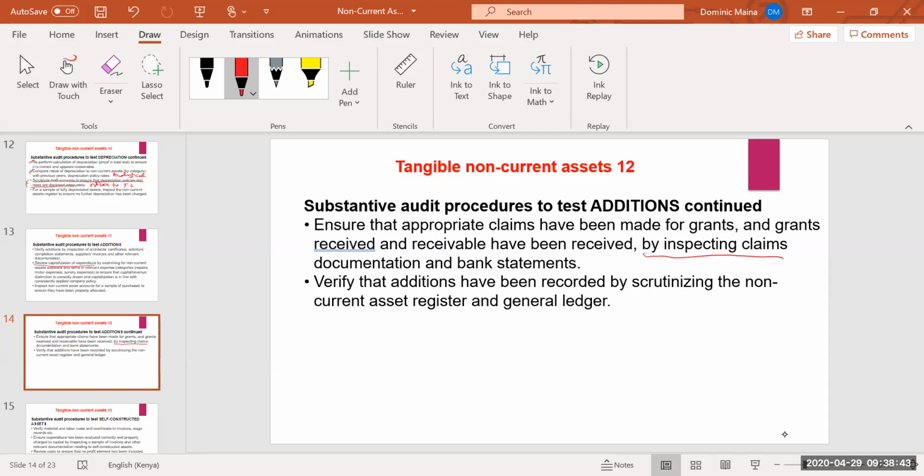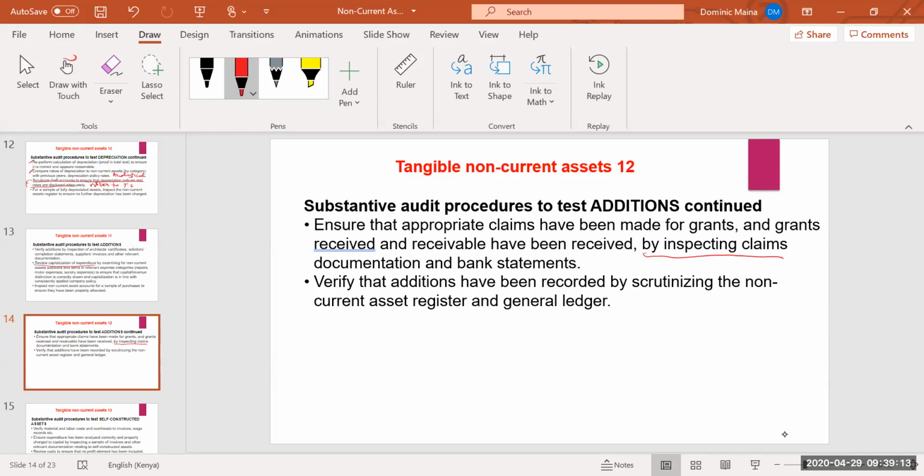Ensure that proper claims have been made for grants received, and receivables have been received, by inspecting claims documentation and bank statements. So in case the company receives some grants, from the government or whatever organization, for construction or whatever the company is given a grant for, you need to inspect the claims documentation as well as the bank statement to ensure, for example, the money has hit the bank account of the company.